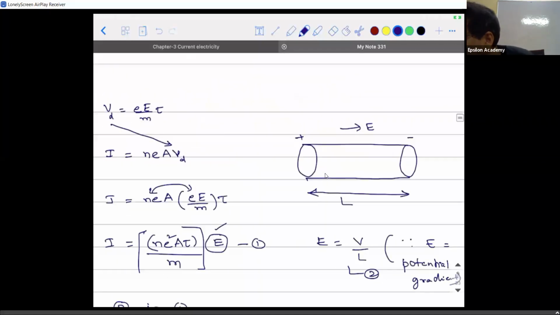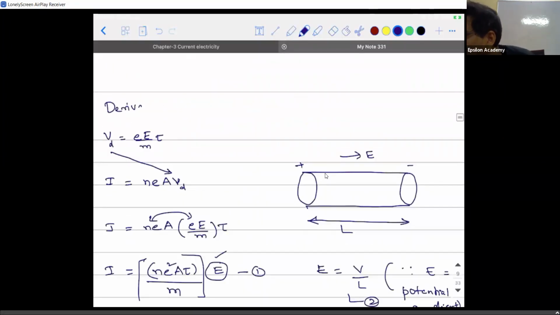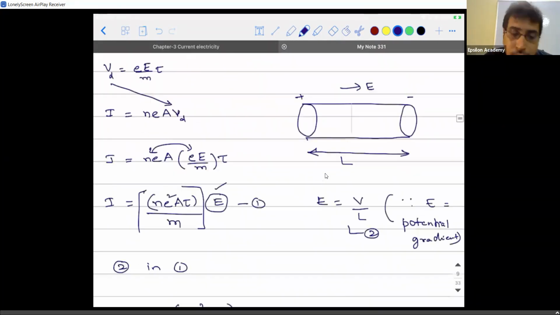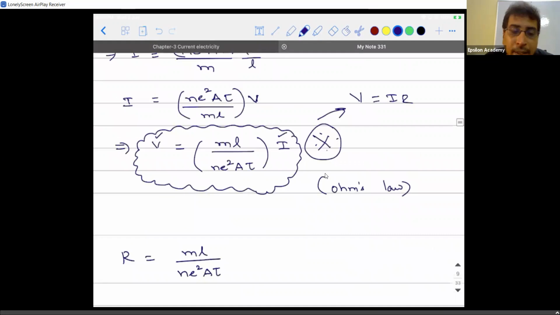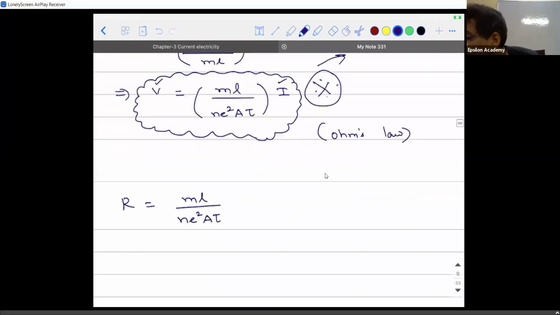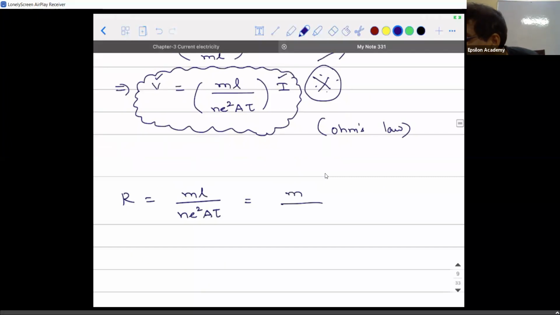So the heading of this topic is derivation of Ohm's law. R is equal to mL divided by ne²Aτ. I can write it like this: m divided by ne²τ into L divided by A. Both mean the same. I collected m by ne²τ, and L by A I wrote separately.